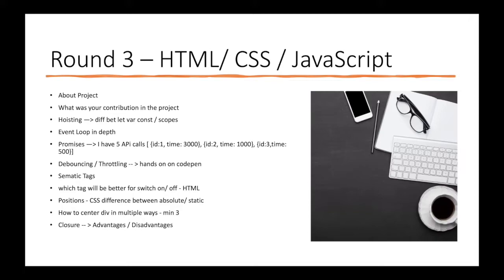There were some hands-on questions also. I have some API calls in an array, and I have given one example. ID is 1 with time 3000, ID 2 with time 1000, and ID 3 with time 5000. I want to print these IDs in order. If the time is 3000, ID 1 should still be printed first. With the help of setTimeout, if it is 3000, then 1000, and then 500 milliseconds, ID 3 will be printed first, ID 2 later, and ID 1 at the last.